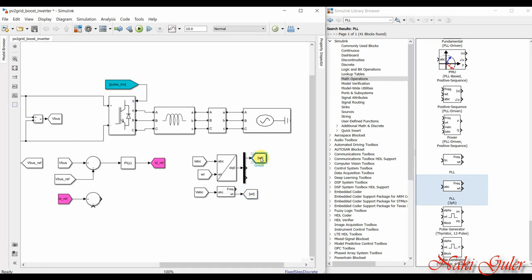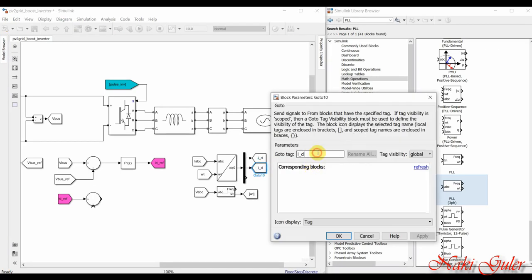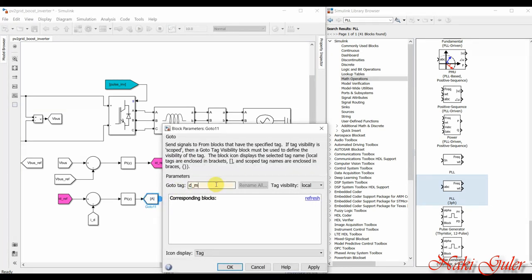Okay, and here ID and IQ. We do not need the zero. Okay, now we can compare ID and its reference, and we need a new PI controller, and it will generate a signal for modulation, DM.